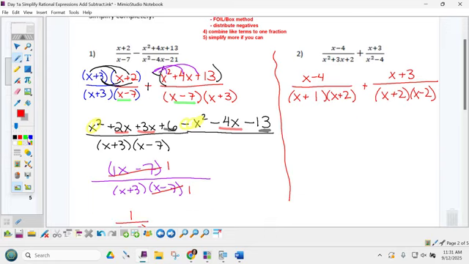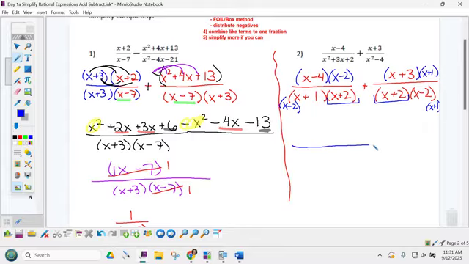All right, now the common denominator. I notice that both denominators share x plus 2. That's great. I don't have to change that. But the left fraction has an x plus 1 that the right fraction does not. So I need to include an x plus 1 on the right fraction. And the right fraction has an x minus 2 that the left one does not. So I need to multiply the numerator and denominator by x minus 2.